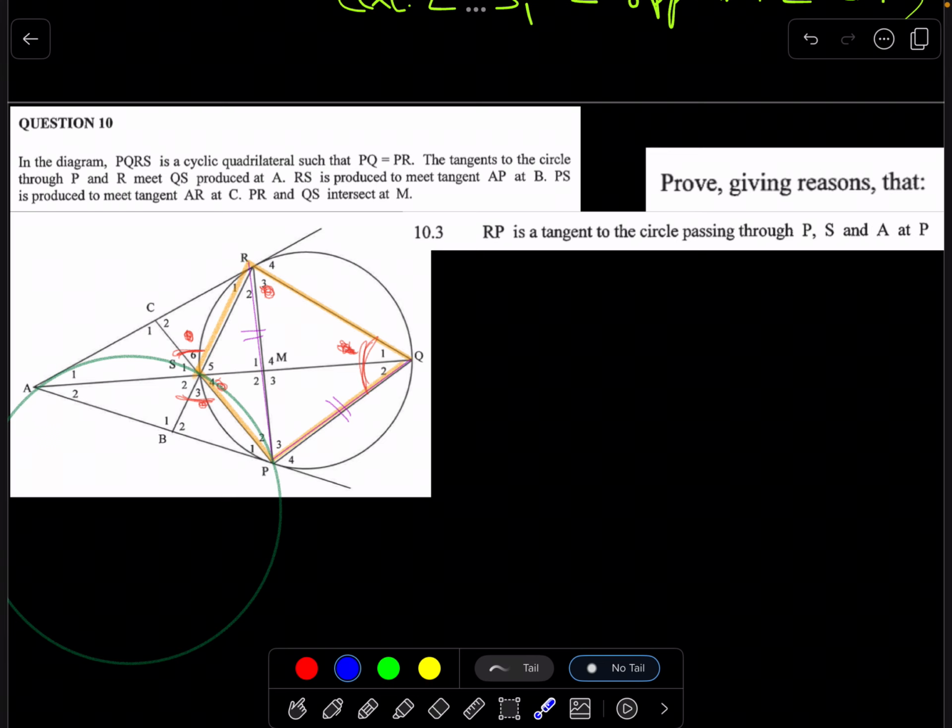Anyway, we're being told there's a circle passing through P, S and A, and we need to show that RP is a tangent to that circle. We can do that by using the converse of tan chord. The alleged tangent is RP, and the only chord connecting to it in this circle is SP. So if we can show that angle P2 is the same as angle A2, then we've shown that RP is a tangent.